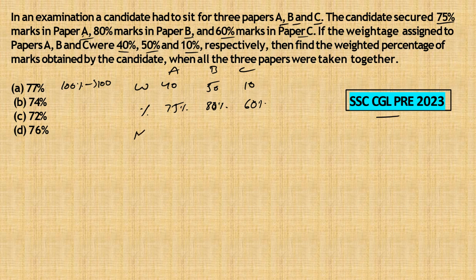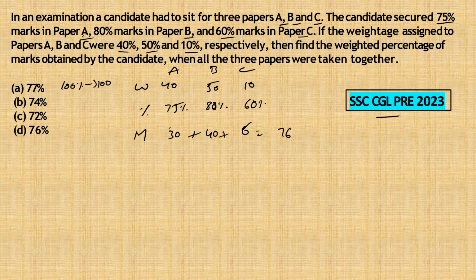The marks he gained actually are 75% of 40, that is 3 by 4 of 40, which is 30. 80% of 50, 8 fives are 40. 60% of 10, that is 6. The total marks he got are 30 plus 40 plus 6, which equals 76.